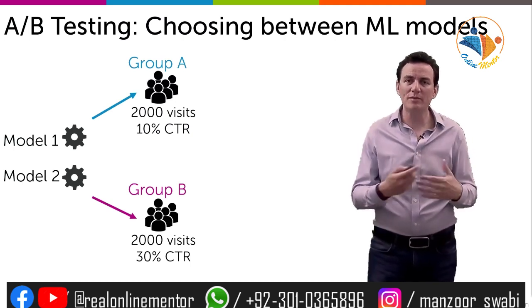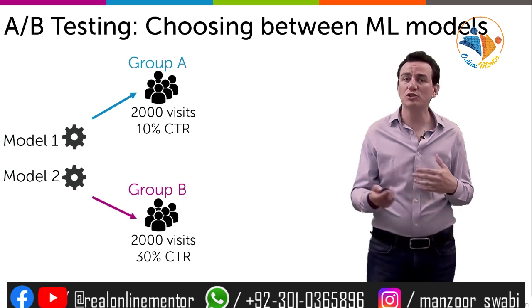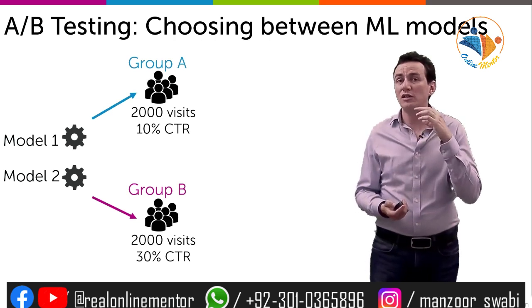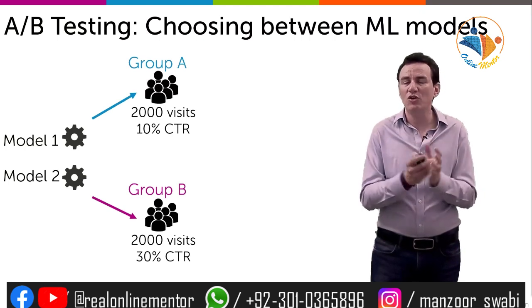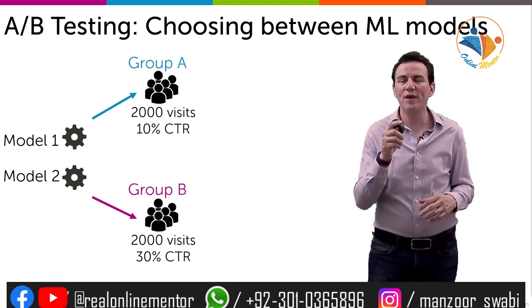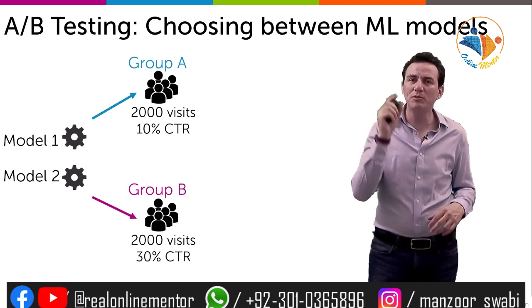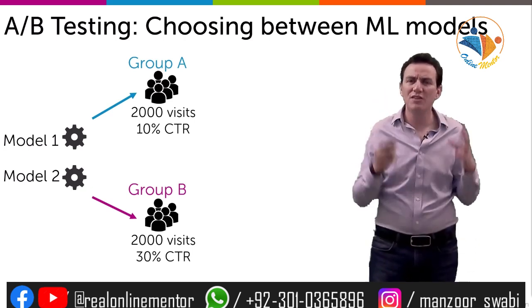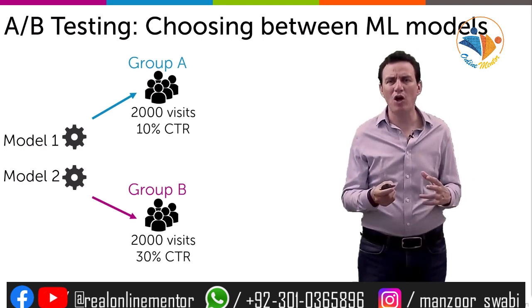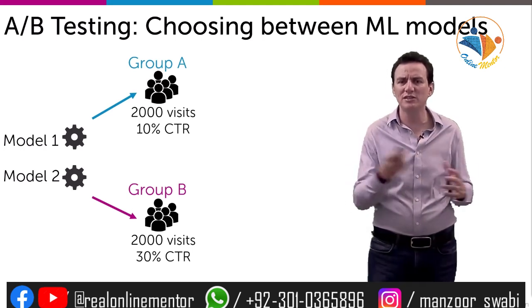And so you look at the behavior between the two models, capture some metrics, and let's say that model 1 does worse. It only has a 10% click-through rate, so CTR. That means only 10% of the time people are buying the product. Well, with model 2, it's amazing. 30% of the time people are buying the product. So the click-through rate is 30%.